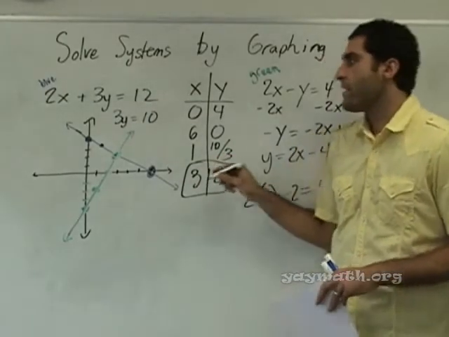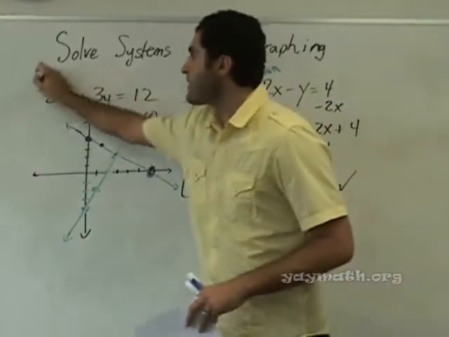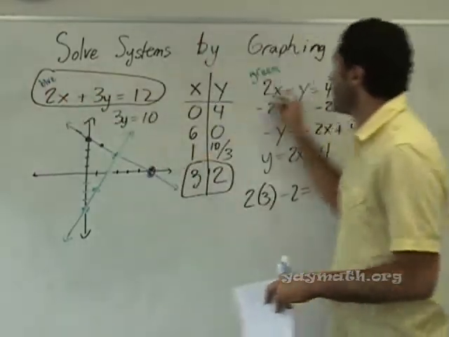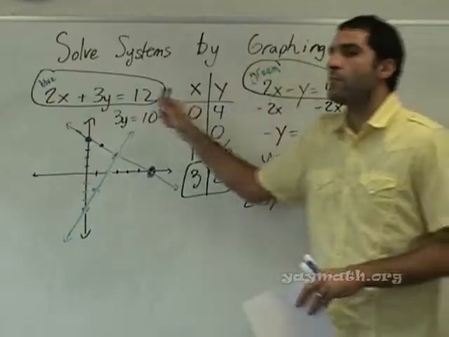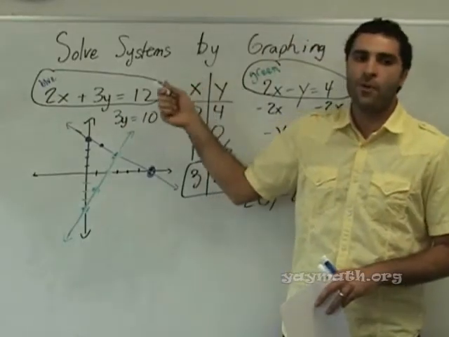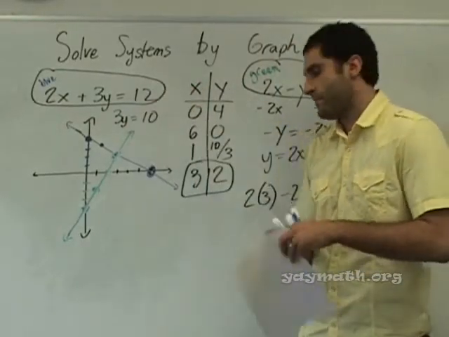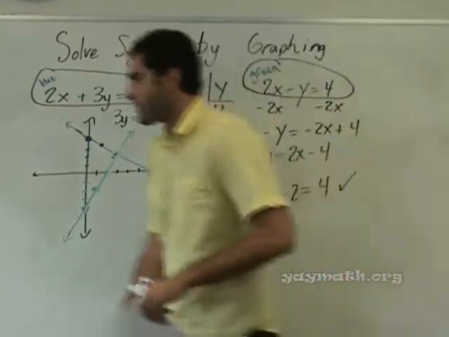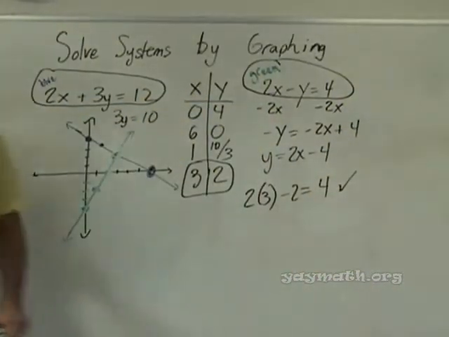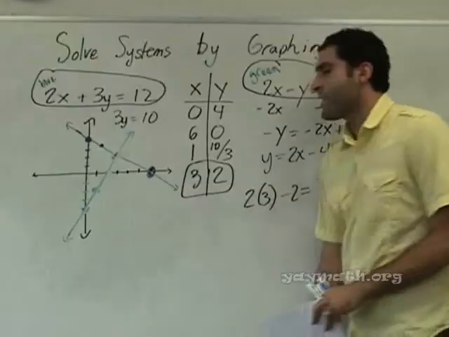In other words, a solution to this system is the only point that will work for both. What's the only point that will work for both? 3, 2. Okay. Ready for the next one? So the answer is 3, 2? 3, 2 is the answer.